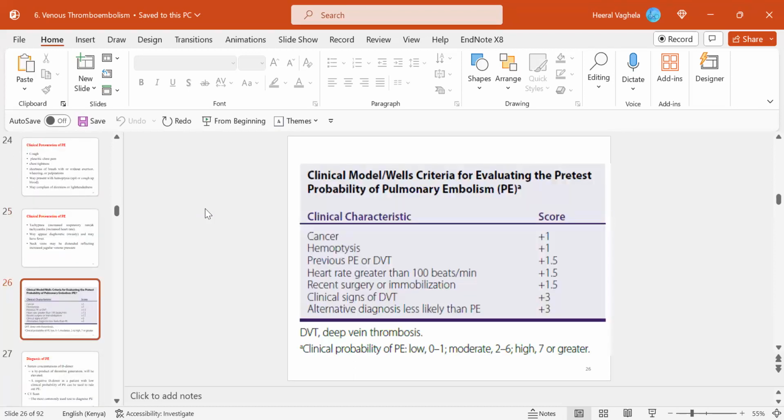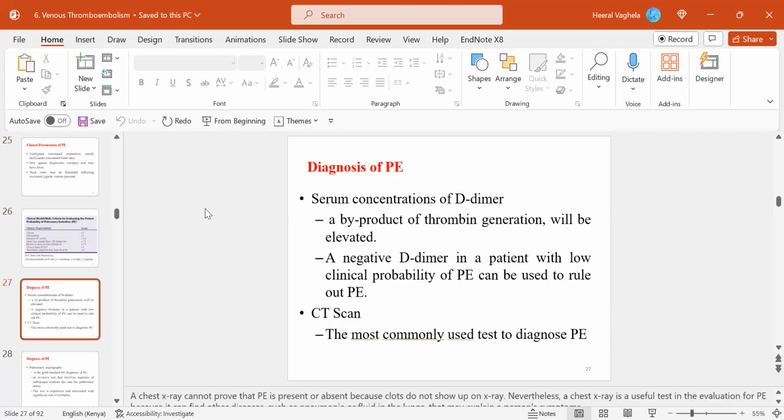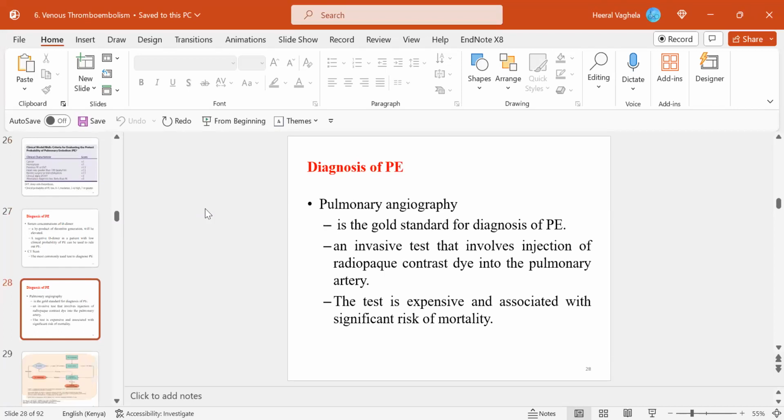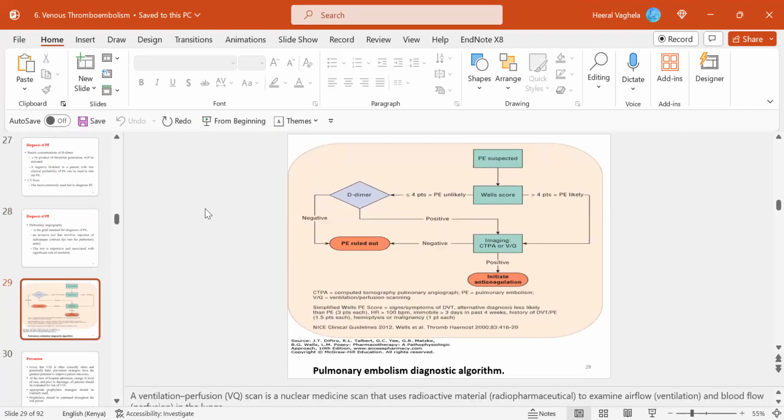Again, for pulmonary embolism, there is this Wells score, and diagnosis would be the same, also with D-dimer, and you can also do a CT scan of the lungs. And pulmonary angiography is the mainstay, where again you inject a contrast dye into the pulmonary artery to see where the blockage is. Again, doing the same thing, looking at the Wells score and D-dimer to rule out or to say that there is pulmonary embolism.